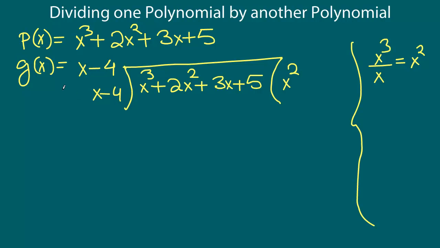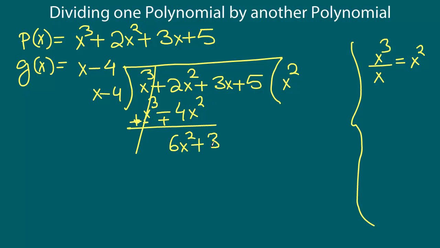Take x squared and multiply with both the terms. So we get x cubed and minus 4x squared. Now when we subtract, the signs reverse. So this should actually be minus, and this will be plus. So this cancels out. Now 2x squared plus 4x squared is 6x squared, and then we get 3x plus 5 over here. Now the first term of the new dividend is 6x squared.